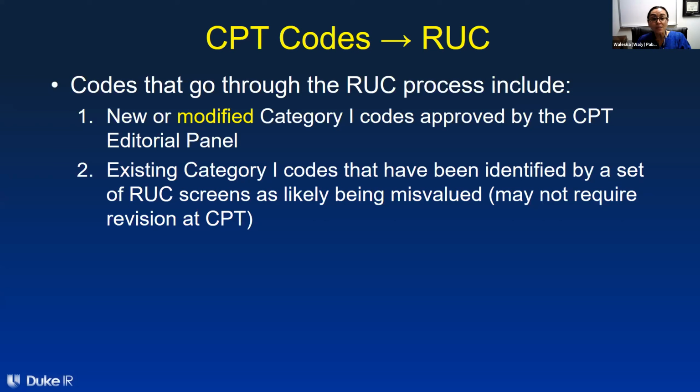When you talk to your specialty advisors or alternate advisors, sometimes they try to steer away from bringing a code to CPT for it to be edited. And this is the reason. Every time the code gets edited, it goes back to RUC for valuation or revaluation. And most of the time, that revaluation process results in a lower valuation or lower RVU value assigned to that code. So the advisors and alternate advisors try to steer away as much as possible from editing a Category 1 code.